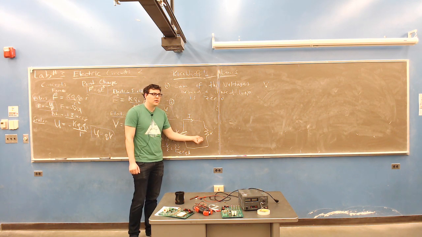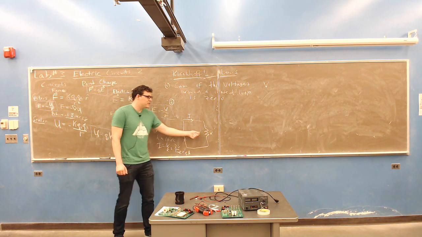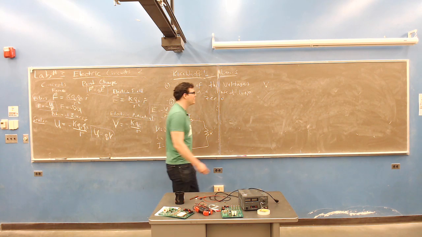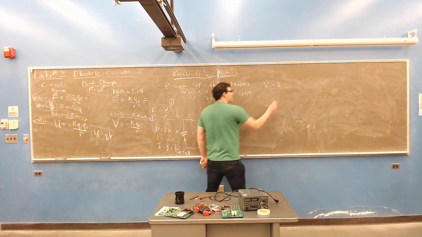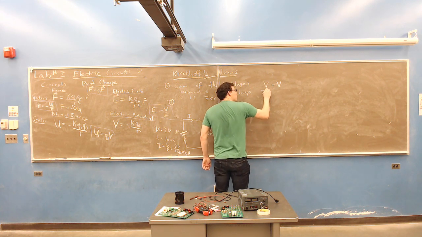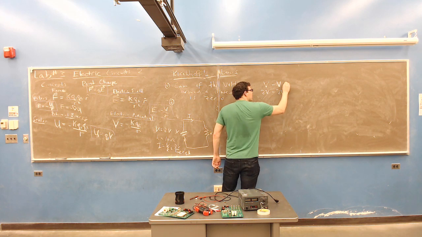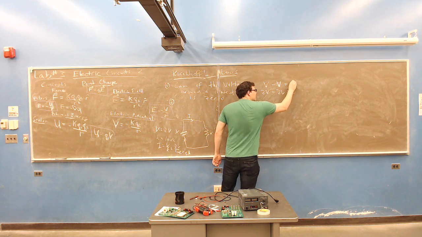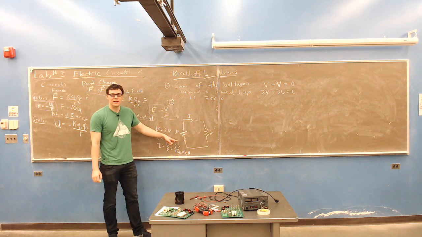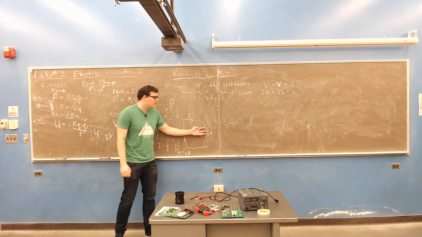Do you guys remember for that voltage? If this was 2 volts, what did you measure over here? 2 volts, right? So I'm going to put minus 2 volts. So this was 2 volts minus 2 volts, which happens to be equal to 0. So the sum of the voltages around this loop was 0, as long as you call this negative.